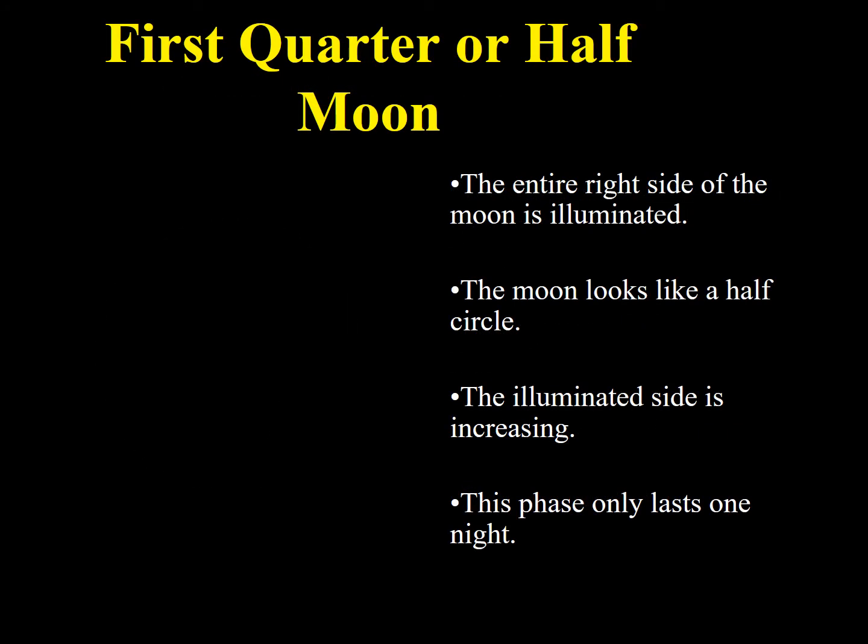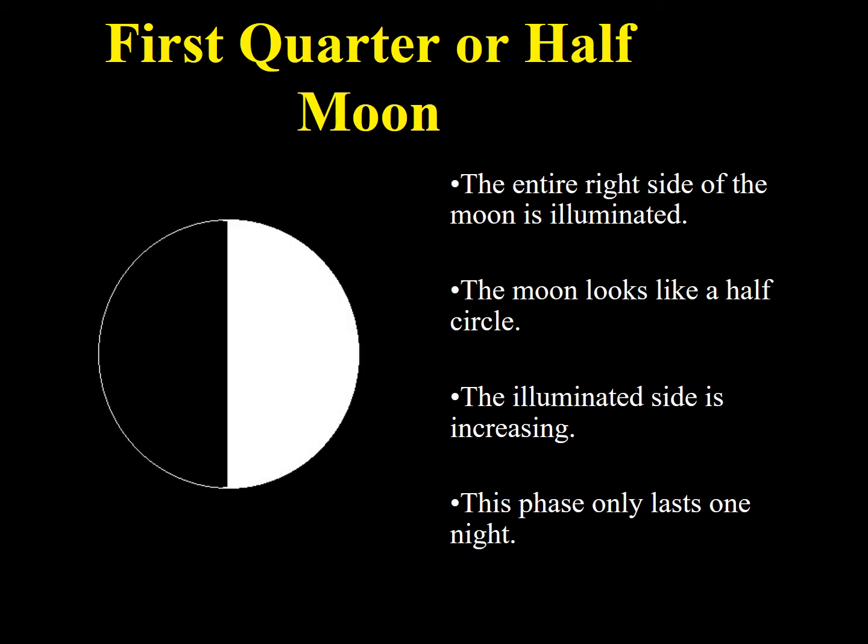Now, when the entire right side of the moon is illuminated, it is called the first quarter moon. Notice it's the right side. This phase only lasts one night.